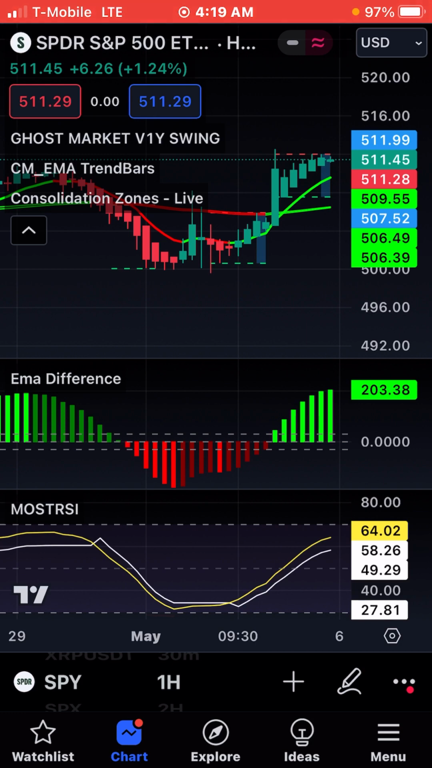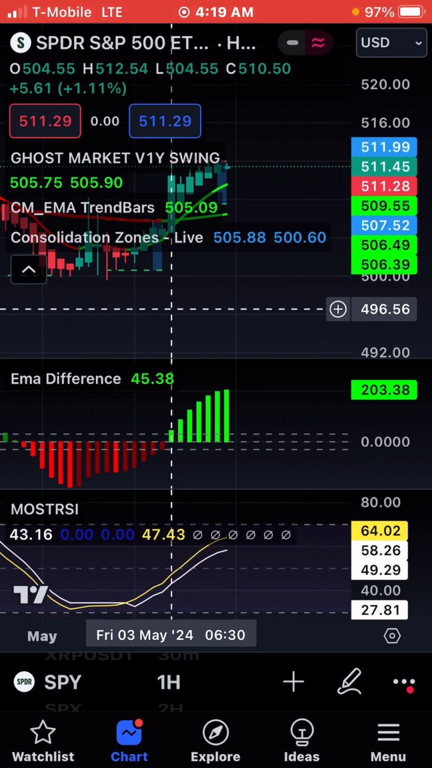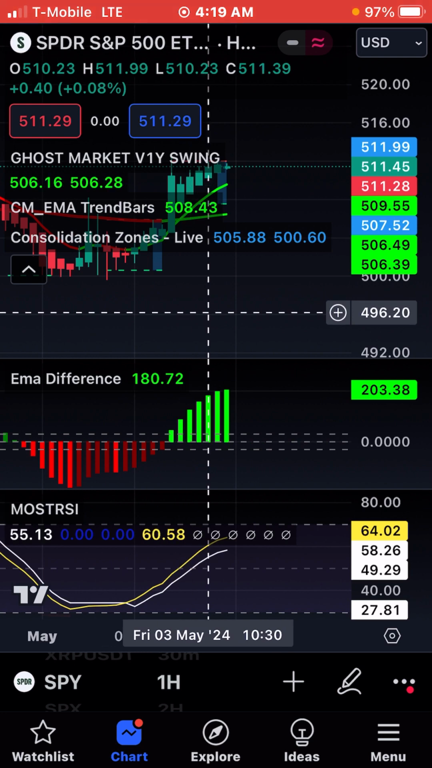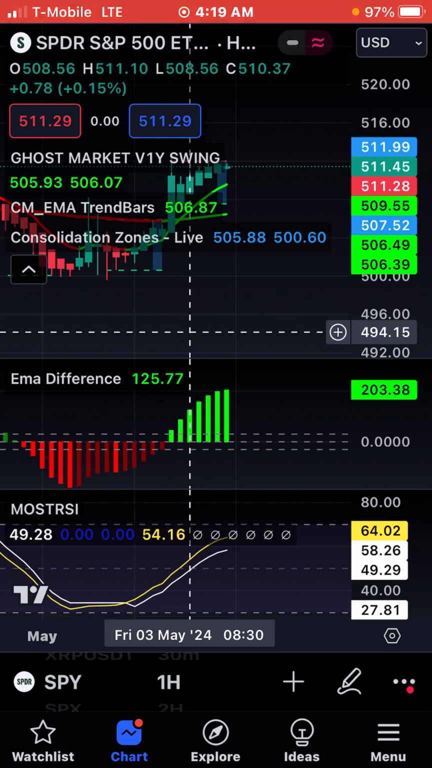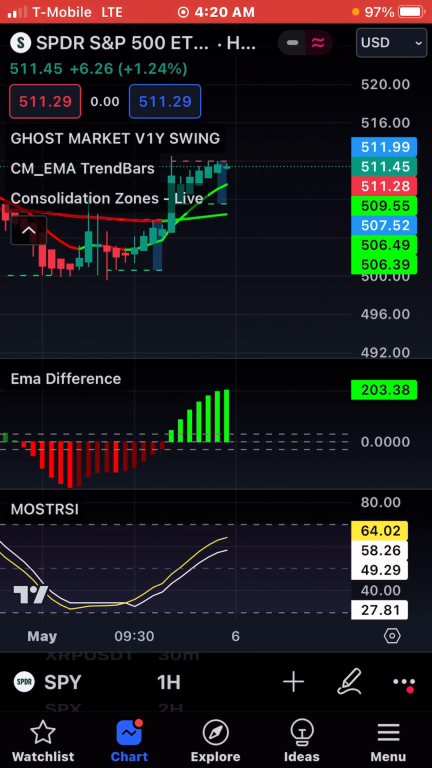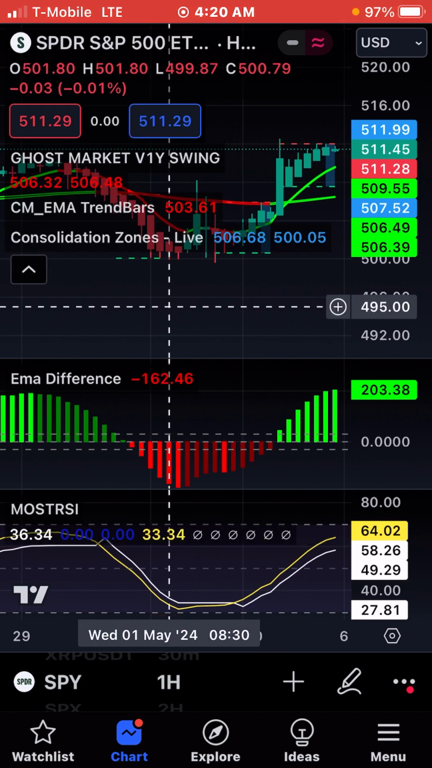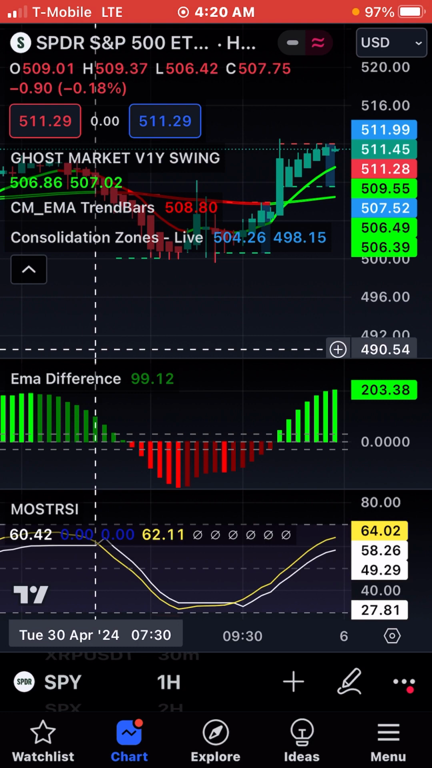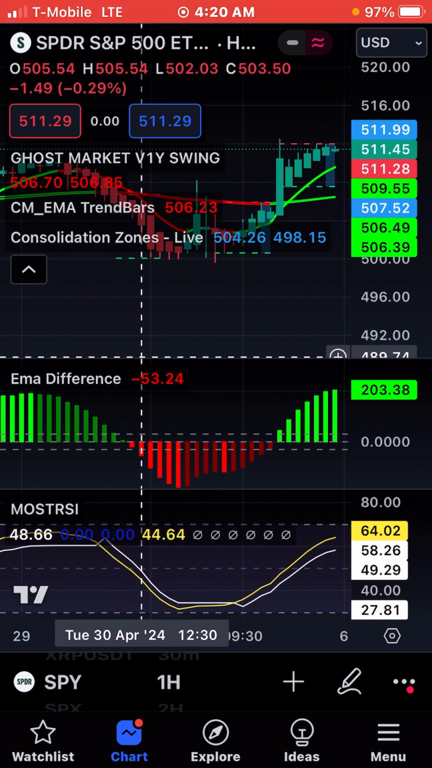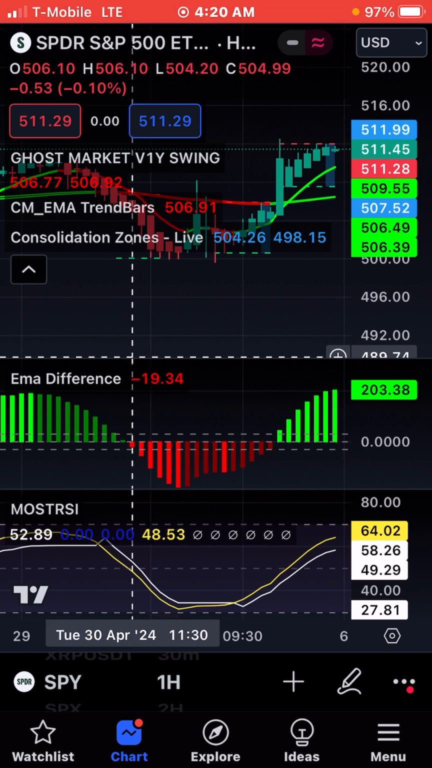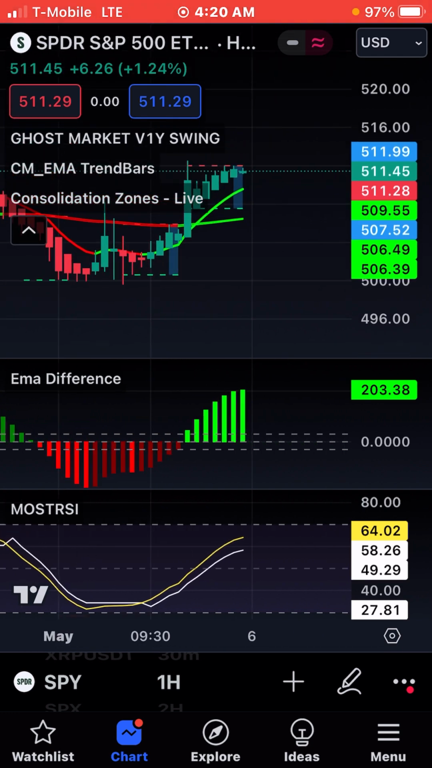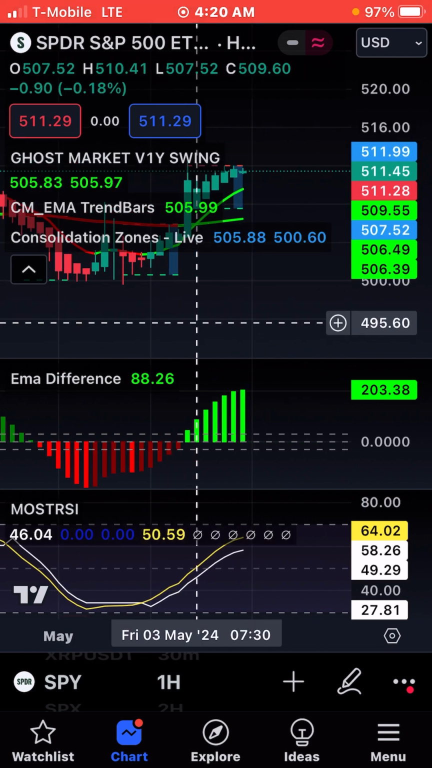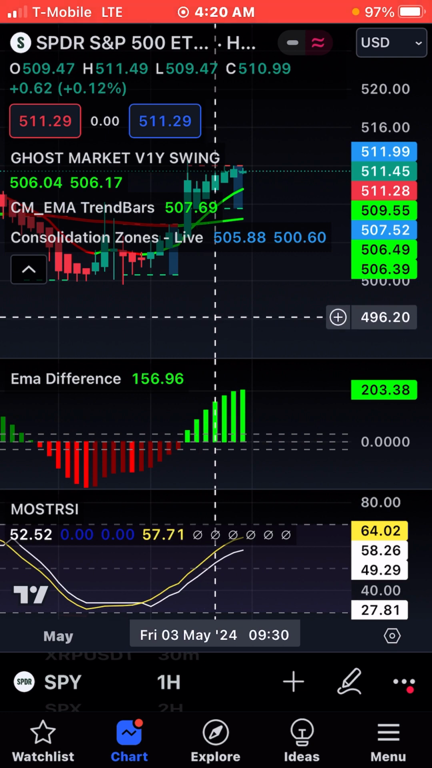So if you want to look for an uptrend, you want to make sure it's going up. It wants to be bright green, and it wants to be above the zero line. And if you want to do a downtrend, it has to be below the zero line after it's been dark green. So you want to look for dark green and then bright red for a downtrend, and then for an uptrend you want to look for a dark red going into a light green here.